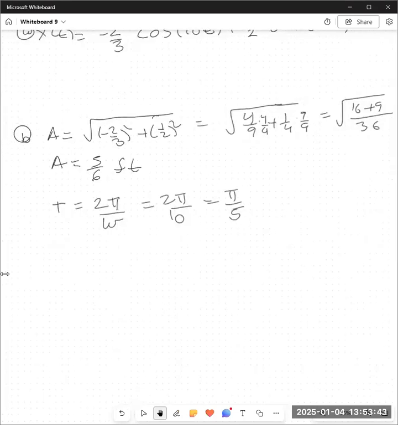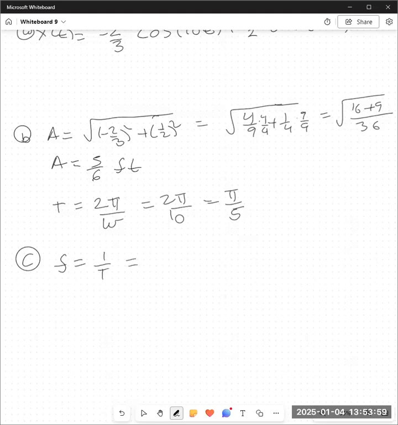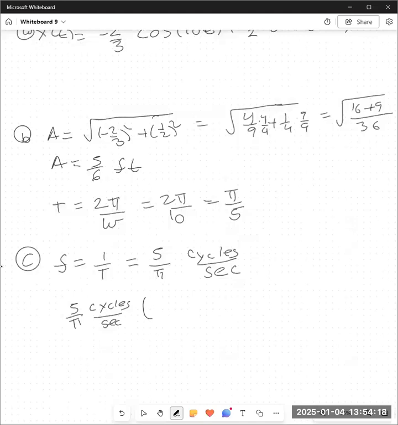Let's look at part C now, which asks how many complete cycles the mass will have completed at the end of 3 pi seconds. So my frequency is the reciprocal of my period, which is 5 over pi cycles per second. And so I want 5 over pi cycles per second times 3 pi seconds. Seconds will cancel, pi will cancel. 5 times 3 is 15 cycles.